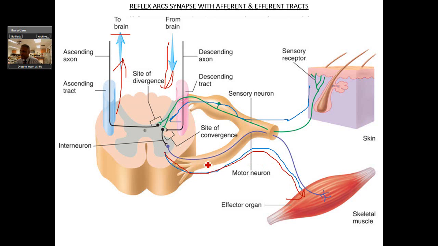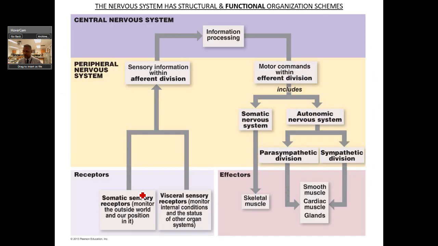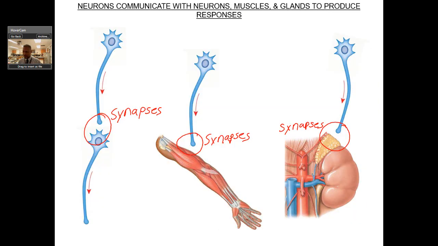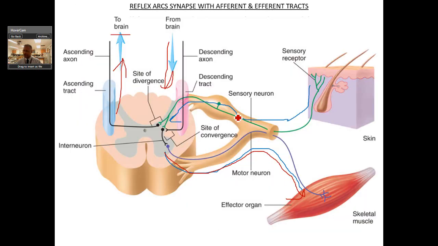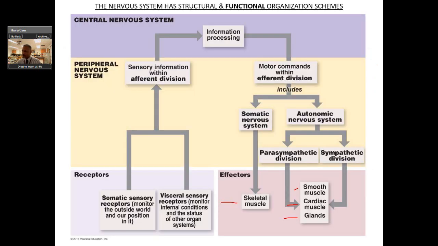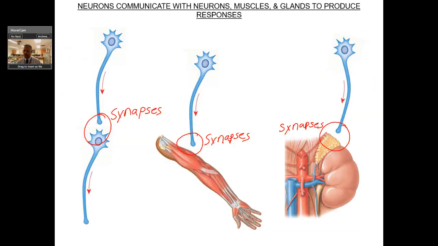All right, so that's going to be a very key thing for us to look at. But let's come back to this, and now take a look over here. We've got skeletal muscle, and we've got smooth muscle, cardiac muscle, and gland. So we're following this pathway. This is showing an effector muscle, which is skeletal, but the same thing could be occurring for smooth muscle, cardiac muscle, or glands.